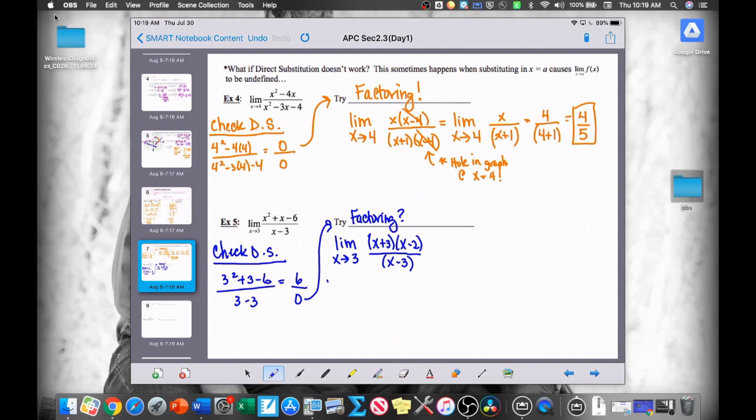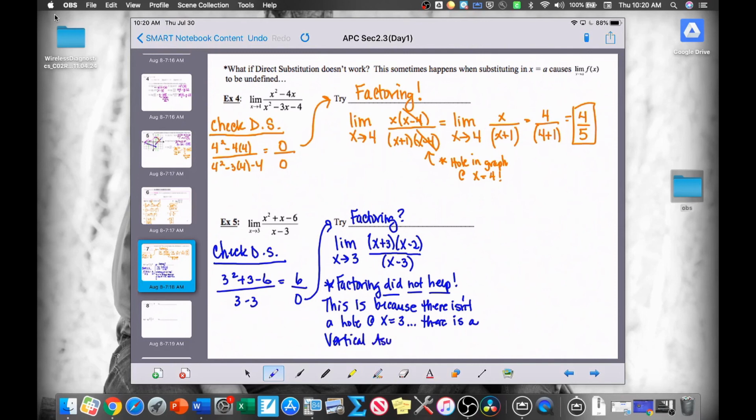This one is different. So let's make a little note here. Factoring did not help. Okay, and this is because there is not a hole in the graph. Okay, there isn't a hole at x equals 3, but there is a vertical asymptote at x equals 3.